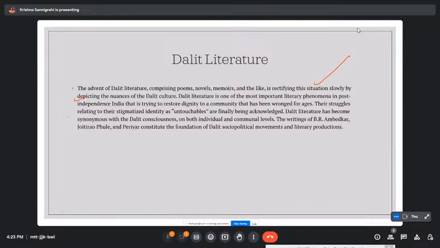So, Dalit literature is one of the most important literary phenomena in post independence India. It is trying to restore dignity to a community that has been wronged for ages. So, for ages, the Dalit community has been wronged. That is, the proper rights and the empowerment which they should have had were not there. So their struggles relating to their stigmatized identity as untouchables are finally being acknowledged.